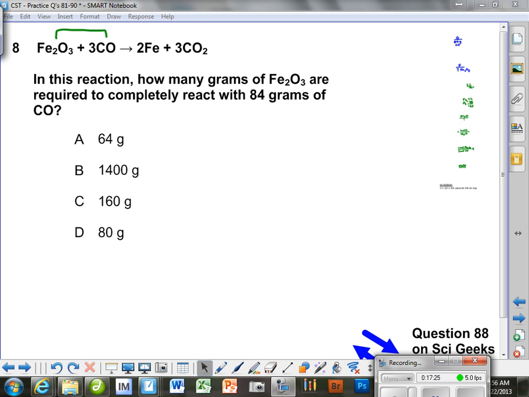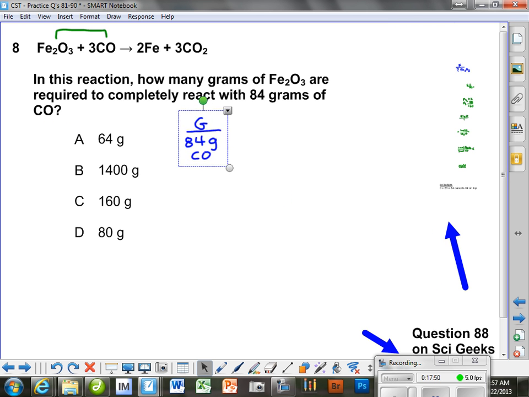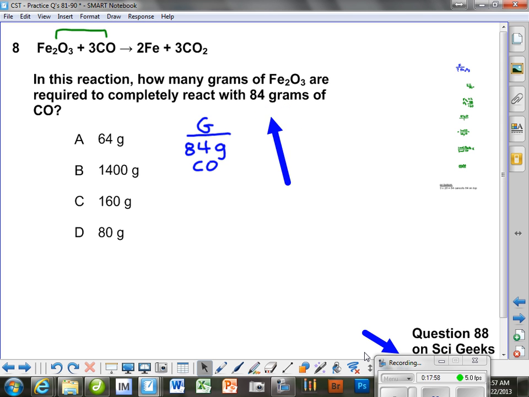Okay, in this problem, again, we're going to have to put our heads on straight by doing the given and find so we know what we're doing. In this reaction, how many grams of iron 3 oxide are required to completely react with 84 grams of the carbon monoxide? So we're going to do given, and given is 84. The 84 grams comes from here, and we're talking about carbon monoxide.